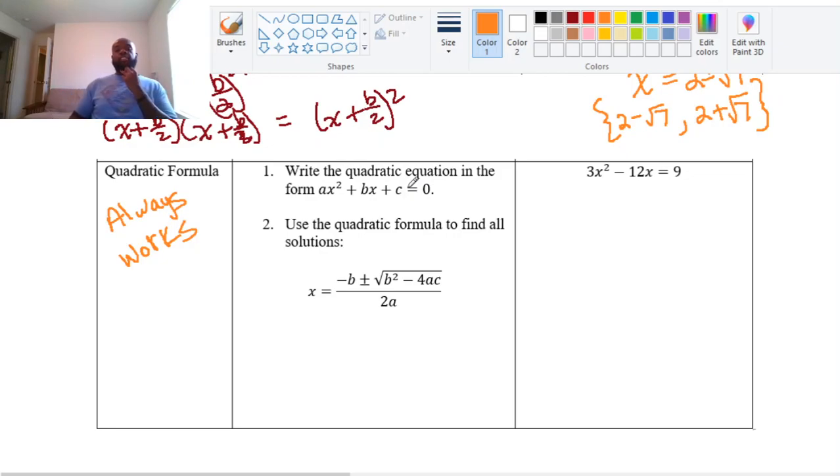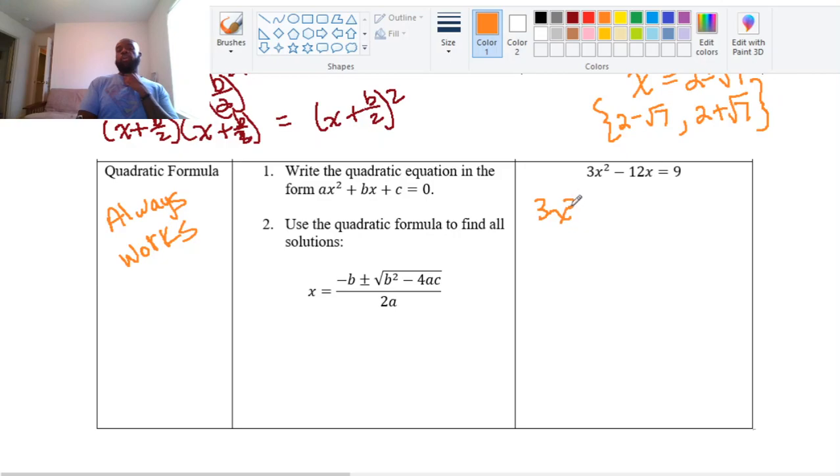x equals negative b plus or minus the square root of b squared minus 4ac, all of that over 2a. All right, and a, b, and c are the same as your coefficients that are given here when your equation is written in standard form. And so let's solve the same equation that we solved using completing the square, using the quadratic formula.